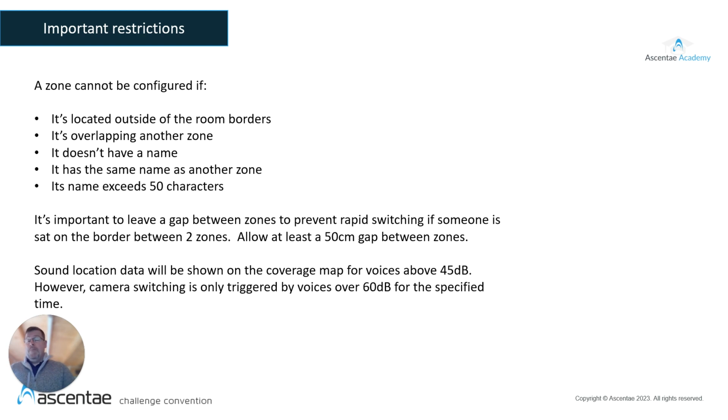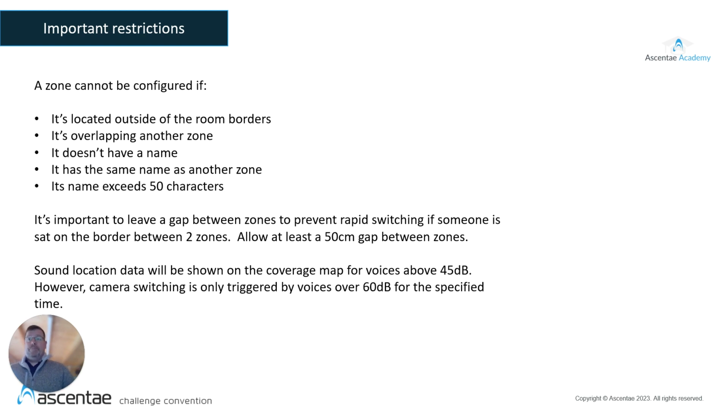However, what may not be obvious is it's really important that you leave a gap between zones. If zones are touching and somebody is sat in a chair which is on those two zones as they touch, the cameras are going to get really confused and do very rapid switching. We recommend at least a 50 centimeter gap between each zone.